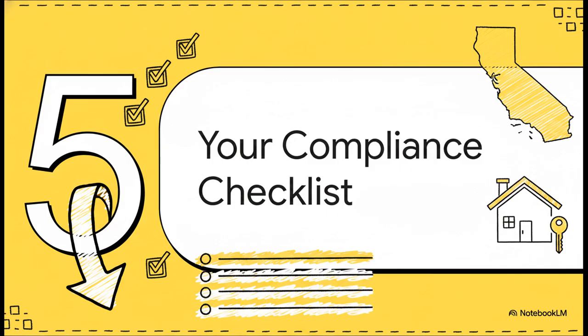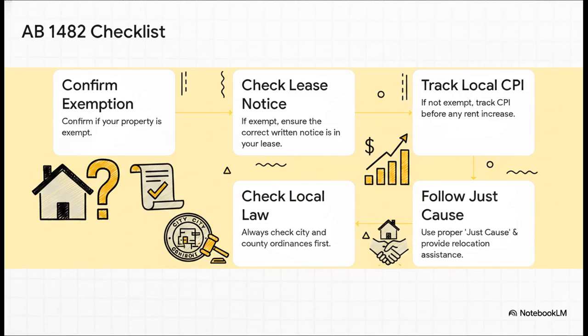Phew, okay, I know we have covered a lot of ground. So let's try to boil this all down into a simple, actionable checklist you can use for every single one of your properties. All right, here's your 5-step plan. Step 1, first things first, figure out your property's exemption status. Step 2, if you are exempt, for goodness sake, double and triple check that the exact legal notice is in your lease. Step 3, if you're not exempt, you've got to track that local CPI before you even think about a rent increase. Step 4, stick to the just cause rules like glue, and that includes the relocation money. And finally, step 5, and this might be the most important, always check your local city laws first.